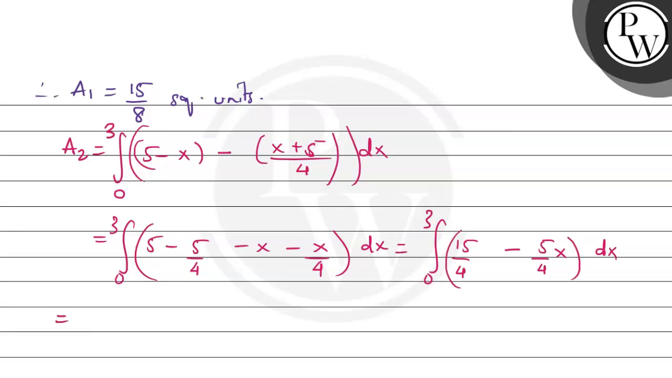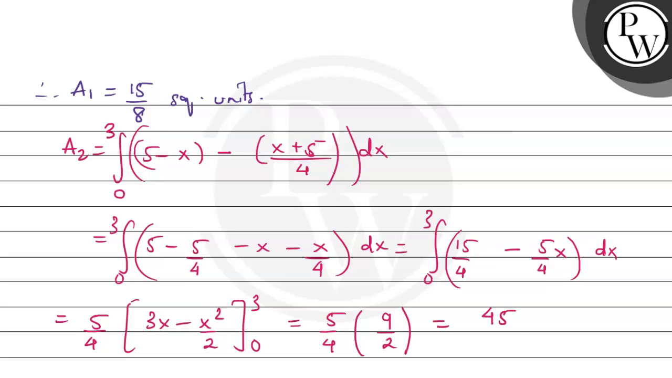Now let's simplify and integrate. This is equal to 5 by 4 common, and we have 3 minus x. The integration of 3 minus x is 3x minus x square by 2, with limits 0 to 3. Applying the upper limit, we have 5 by 4 times (9 minus 9 by 2), that is 9 by 2, minus the lower limit which is 0. So this is 45 by 8 square units.